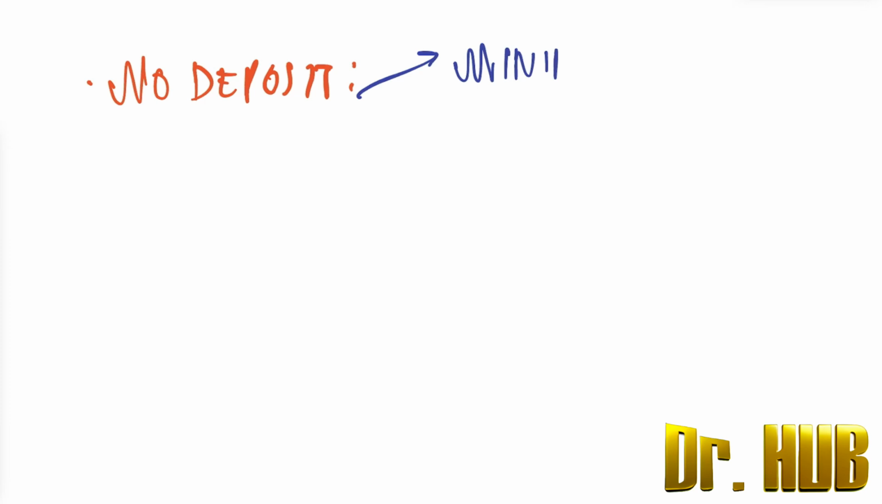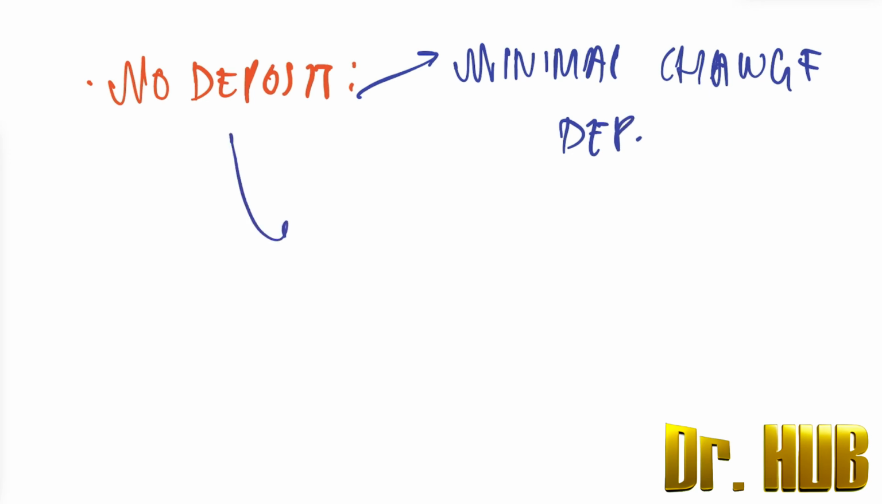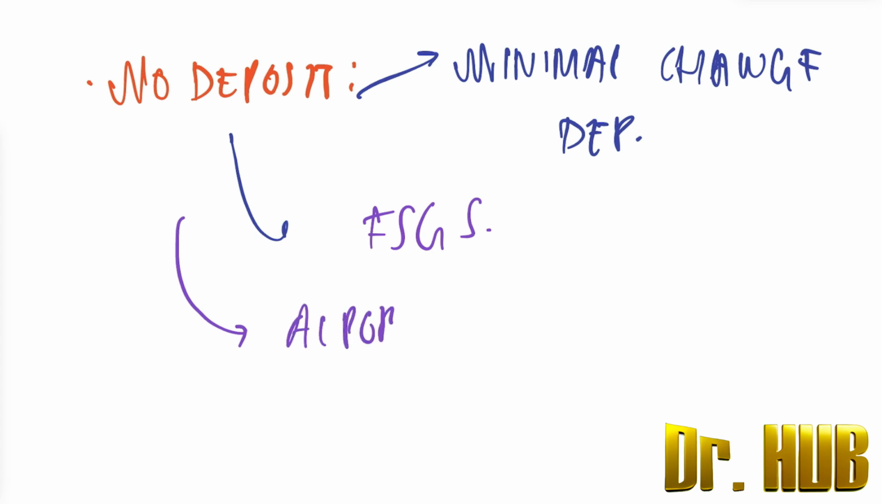Then lastly, we look at the presence of no deposits. The no deposits include the minimal change disease, as well as the FSGS, focal segmental glomerulosclerosis, as well as the Alport syndrome.